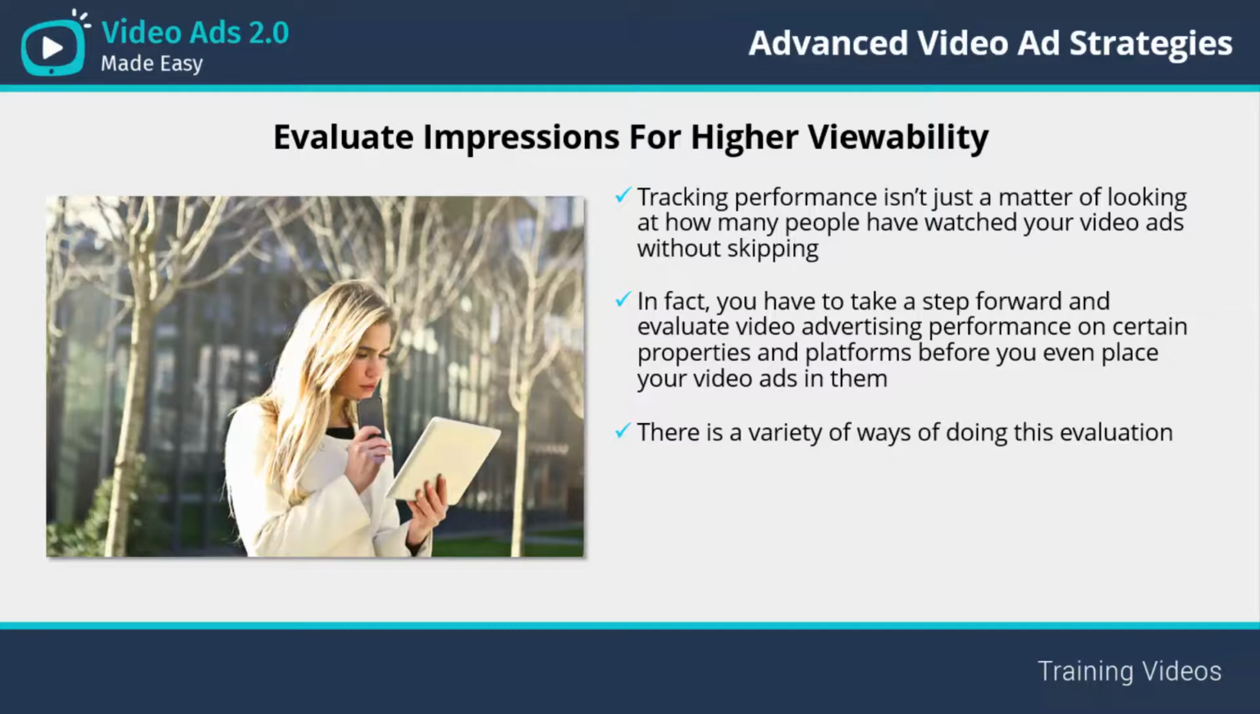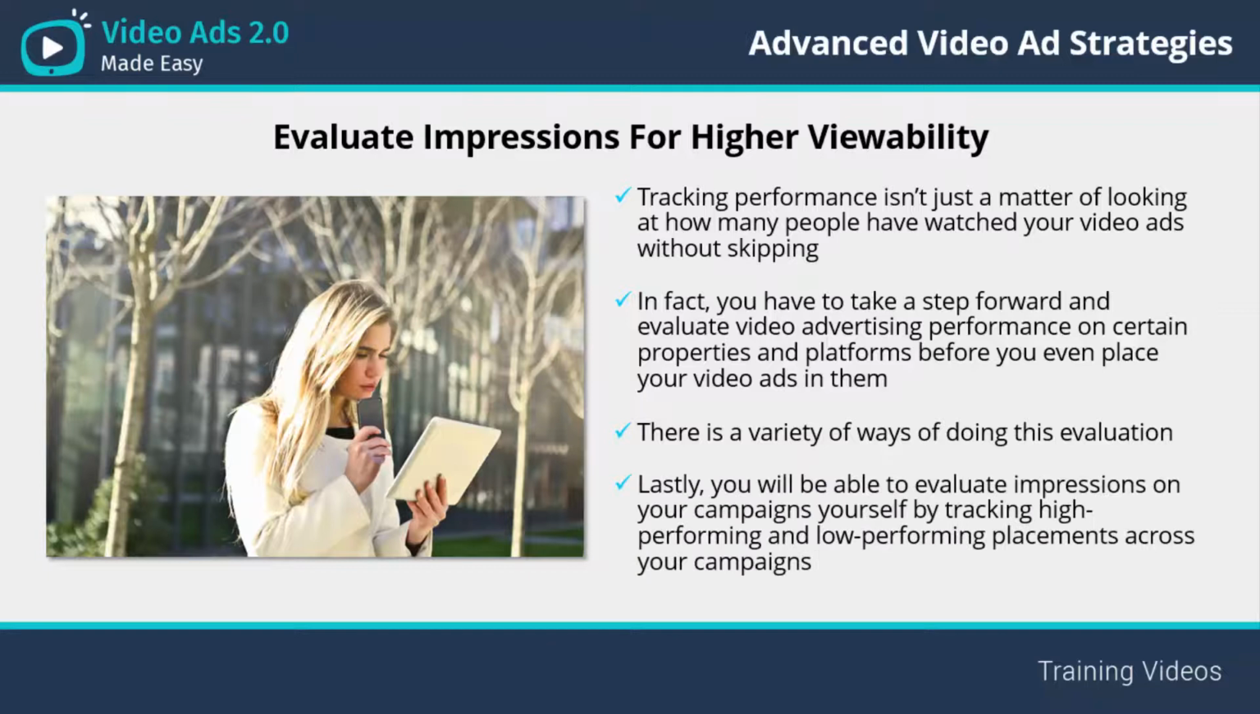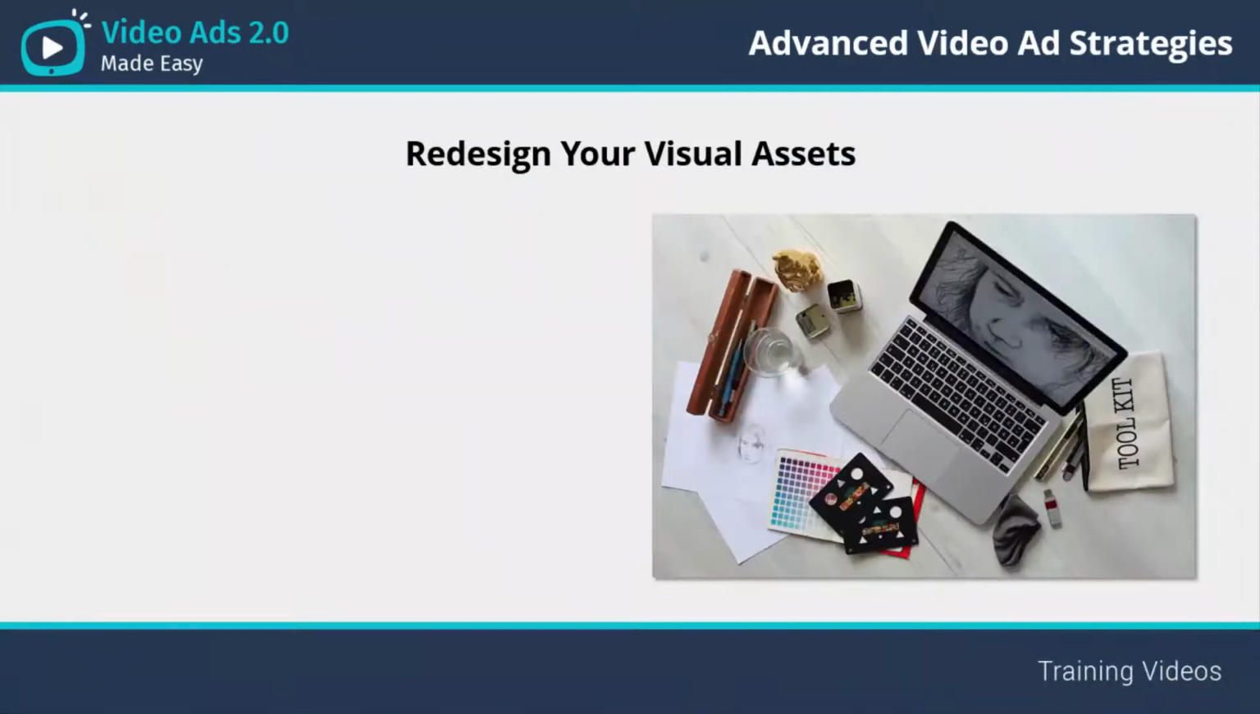You can go to the properties that you plan to target yourself and take notes of how you engage with video ads placed in there. Or you can research universal video advertising benchmarks. Lastly, you will be able to evaluate impressions on your campaigns yourself by tracking high-performing and low-performing placements across your campaigns.